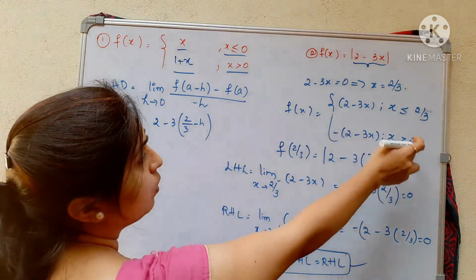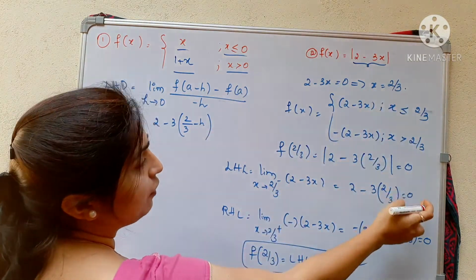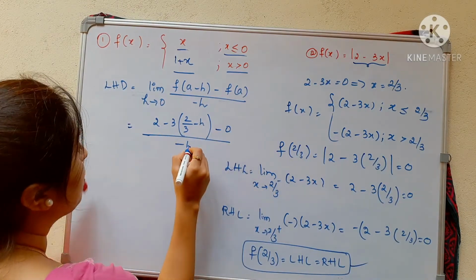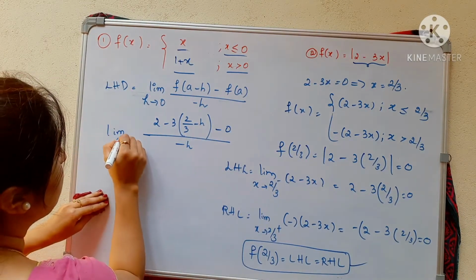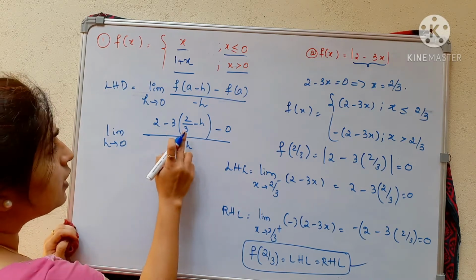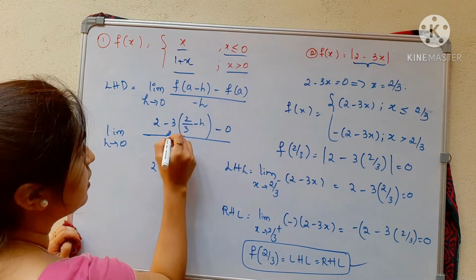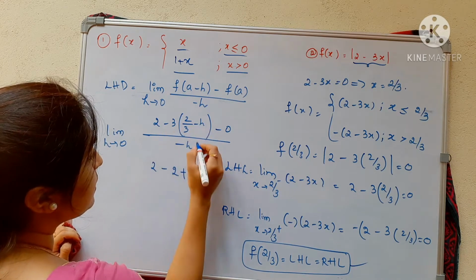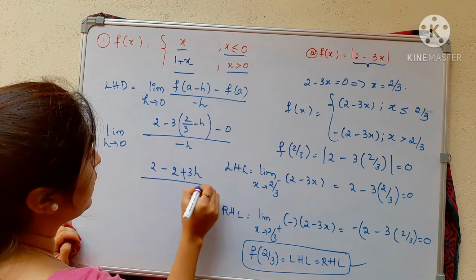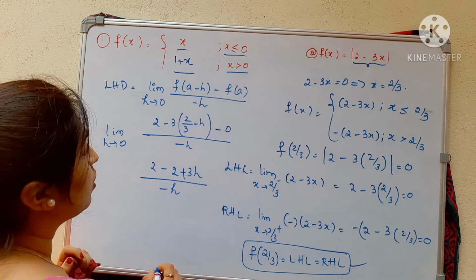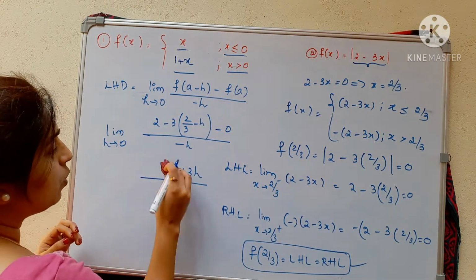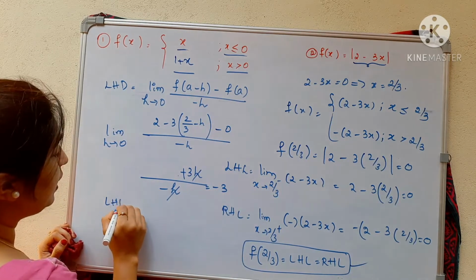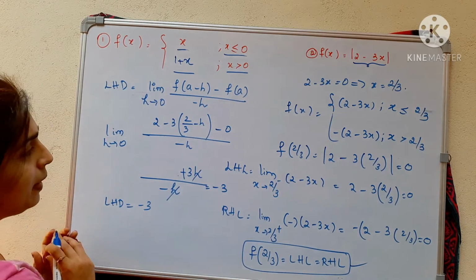f of 2 by 3 will be equal to 0. So this is 0 divided by minus h, limit h approaching 0. Here we will consider 2 minus 2, this will cancel. Then you have plus 3h divided by minus h. So 2 minus 2 is 0, then here you will have minus 3. So the left hand derivative is equal to minus 3.